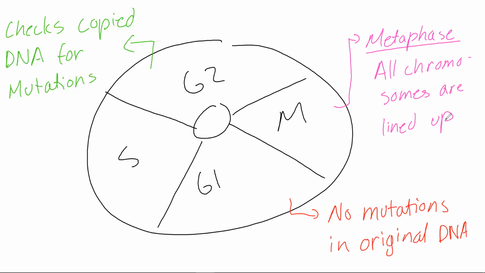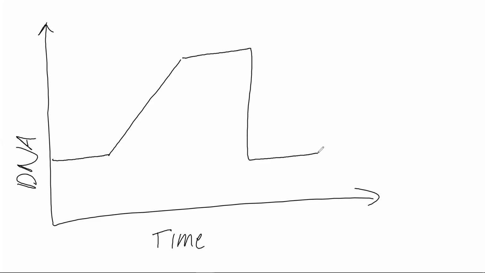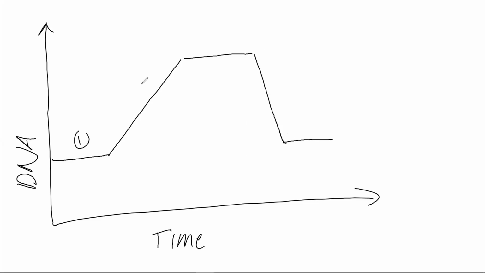So the main graph you will see is something that looks a little something like this. My x-axis is time, and DNA is my y-axis. And this is the starting amount of DNA. This, and then I do this, and then I do this. Sorry, they should be even. Then I do this, and then I do this. Position 1, position 2, position 3, and position 4.